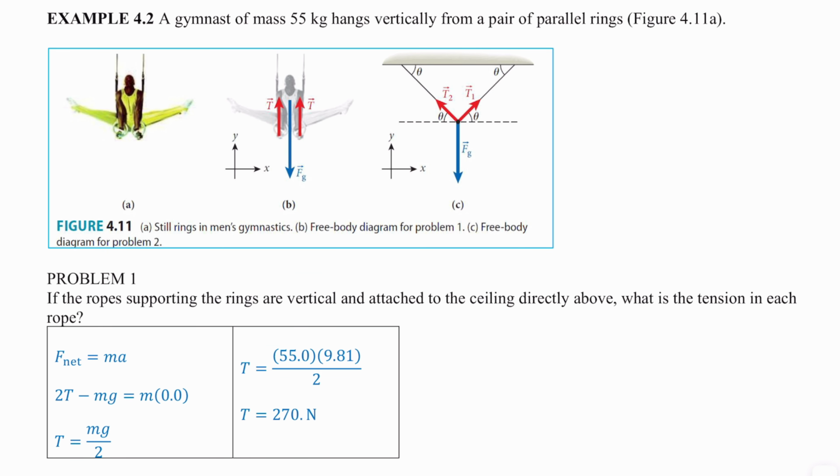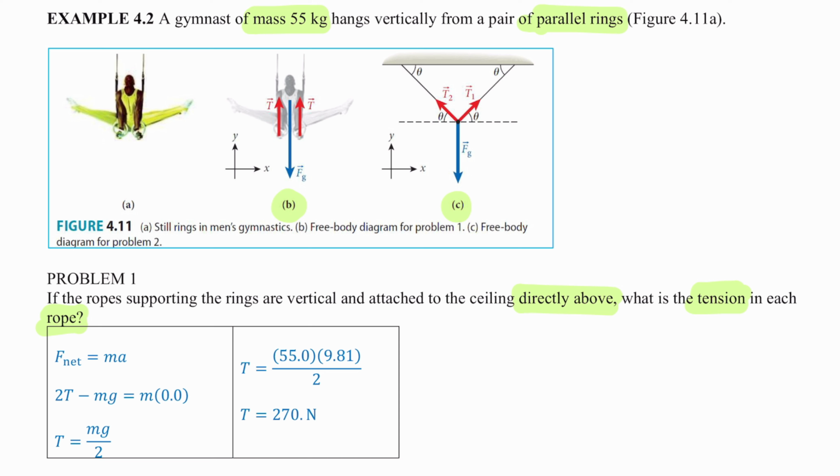Question number 1. A gymnast of mass m hangs vertically from a pair of parallel rings. We have two cases, case B and case C. If the ropes supporting the rings are vertical and attached to the ceiling directly above, what is the tension in each rope?